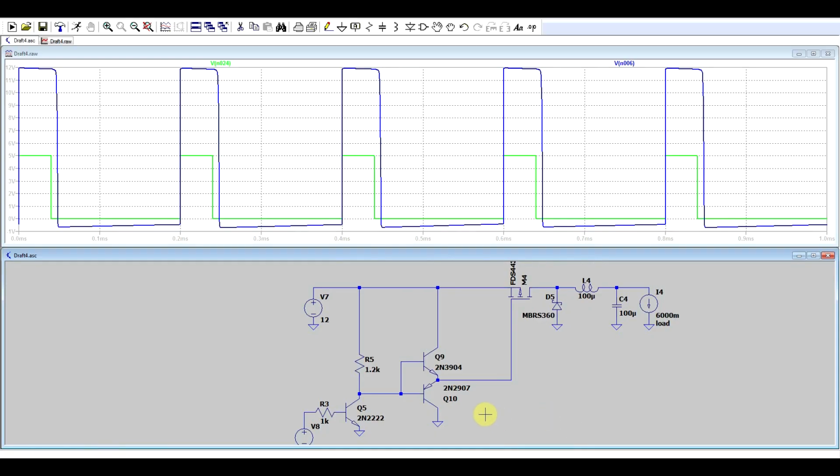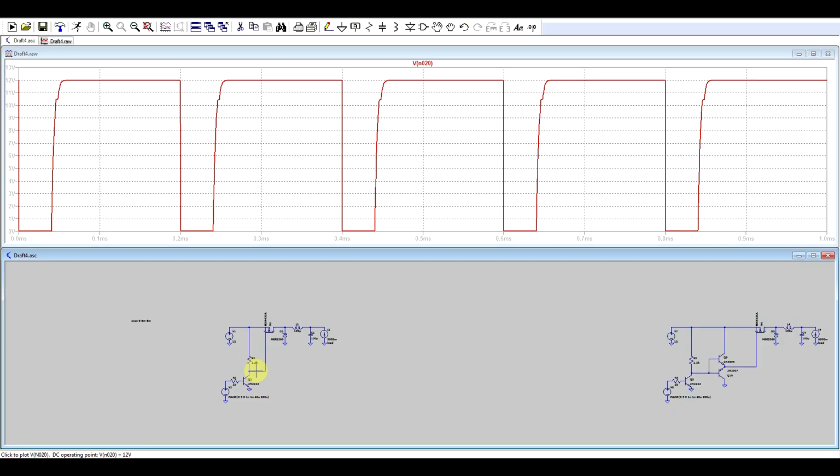So the easiest way to fix this problem is to go from an open collector type of driver to a push-pull type of driver. Basically what I've got here. So I kept the open collector type of driver, but I'm using it to drive a Class B amplifier, which works like a push-pull stage.